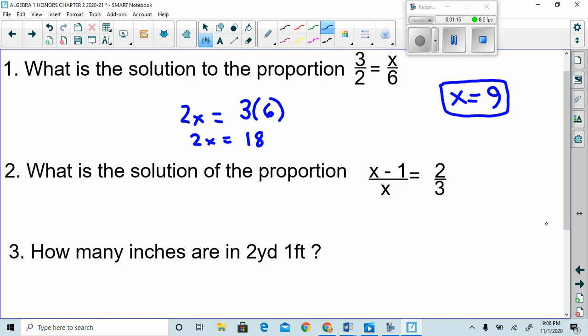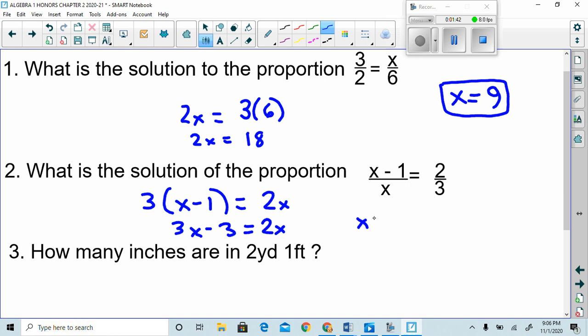Here we'll look at, again, multiplying the extremes. 3 times x minus 1 times 2 times x. So again, now we're solving a multi-step problem. We've got 3x minus 3 is equal to 2x. And now I'm going to collect my variables to one side, and I'm going to get 3x minus 2x, which is x minus 3 is equal to 0. And I'll add 3 to both sides, and x is equal to 3.